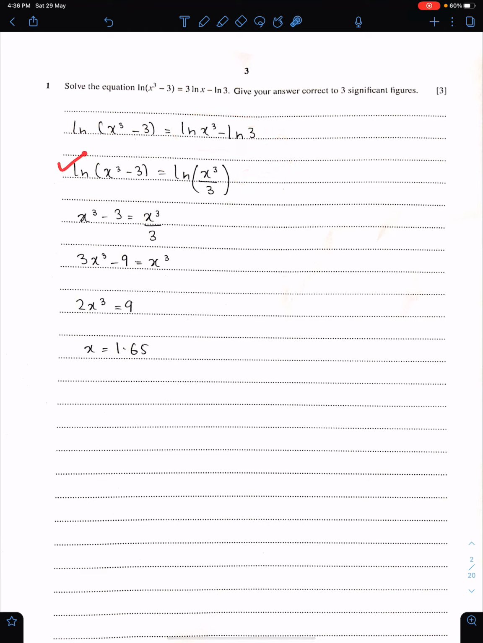Since we have single logs on both sides, therefore we can equate their functions. So by equating the functions of these two logs, we have this equation. Never cancel the logs, just equate their functions. By solving this equation, we can get the value of x, which is 1.65, correct to three significant figures.